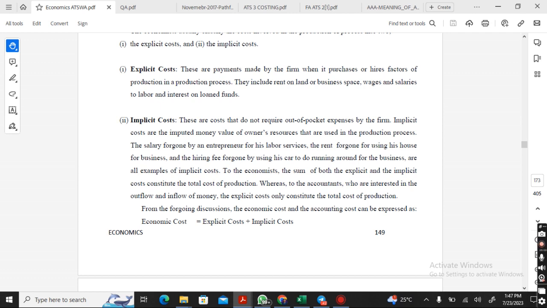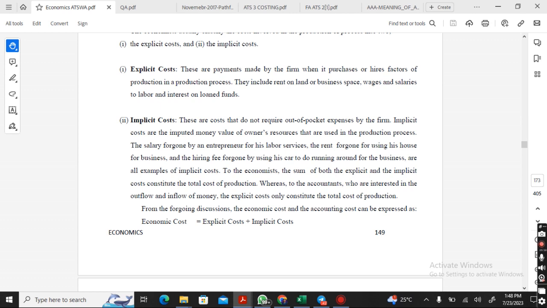Are you with me? The rent forgone for using his house for business. You are using your own house for business. You are using your own car for your business. So he forgoes that aspect, because in some companies, the health care and medication of the director, the entrepreneur, will be taken care of by the money realized in the company.